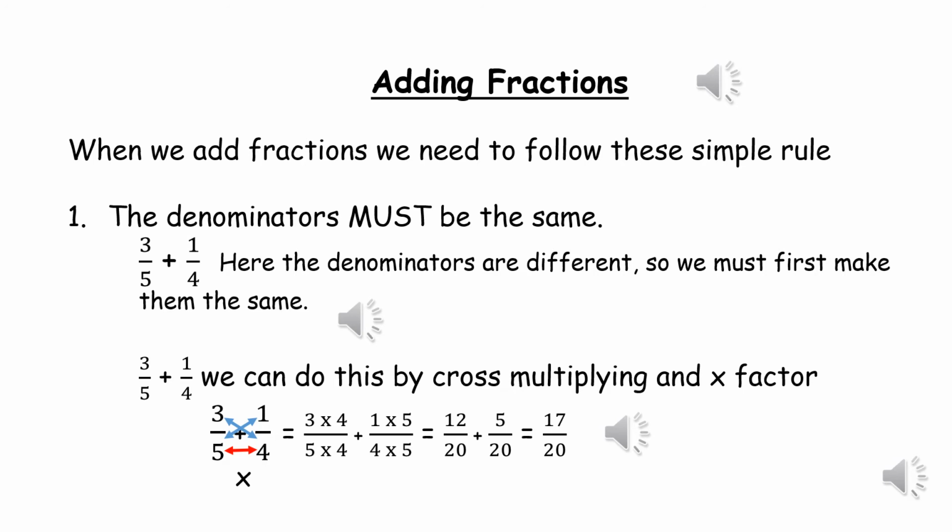So now 3/5 has become 12/20, and 1/4 has now become 5/20. So now let's add them up. 12 plus 5 is 17, and 20 remains the same. So 3/5 plus 1/4 becomes 17/20, and we did this by doing the X factor.